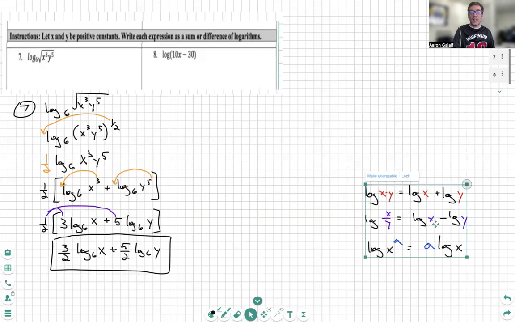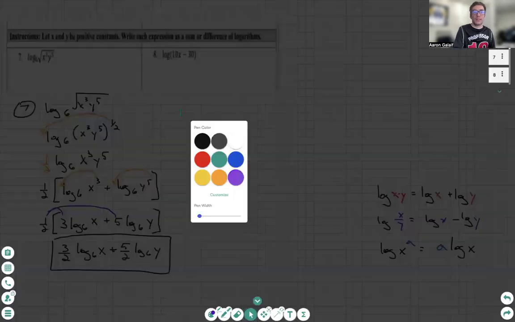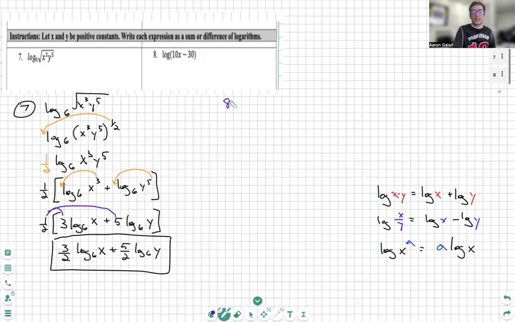So let us apply those rules one more time for number 8. Number 8 looks a little tricky, doesn't it? Number 8 doesn't really show us a multiplication, a division, or an exponent. What it shows us is a subtraction inside the argument. That subtraction can't be separated into logs if I want to rewrite it as one log, not inside the argument. That doesn't work. So what I can do here is notice a GCF. I can rewrite this as log, pull out a 10 times x minus 3. I will make this a bracket just so it's a little more clear.